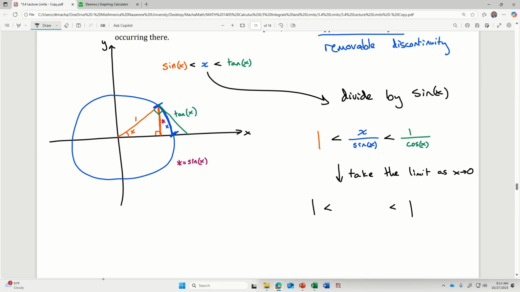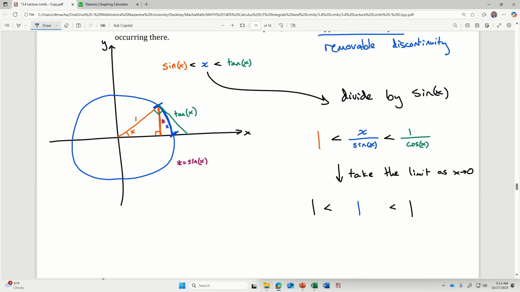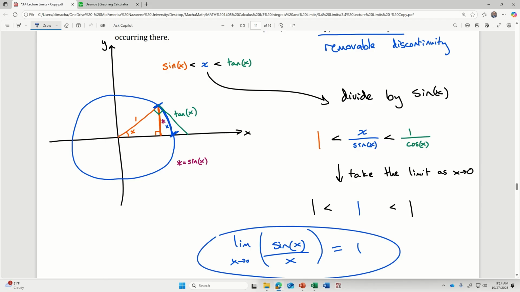So yeah, exactly. This is the proof. This is how mathematicians first figured out that the limit of x divided by sine of x is 1. And then what's the reciprocal of 1? What's sine of x divided by x? It would also be 1, right? 1 divided by 1.